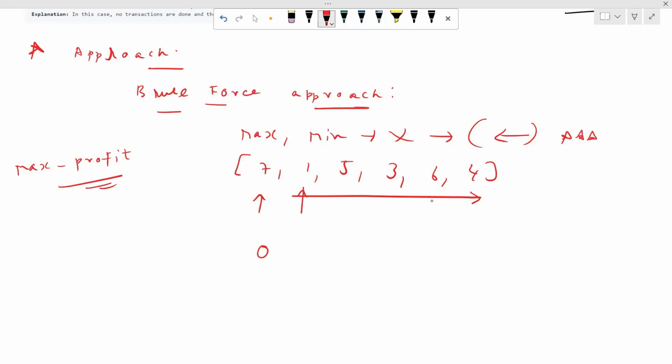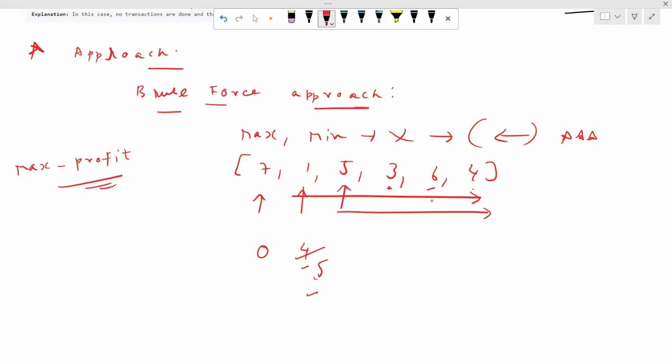Now, when we move to 1, again we'll traverse over the complete array and check whether we have a profit or not. Let's say 5 minus 1 equal to 4. Now we'll go to 3. 3 minus 1 equal to 2, but 2 is still less than 4, so it will remain 4. Now moving on to 6, 6 minus 1 equal to 5. So we'll update our maximum profit to 5. Now moving on to 4, 4 minus 1 equal to 3, and 3 is still less than 5. So we'll not update our maximum profit.